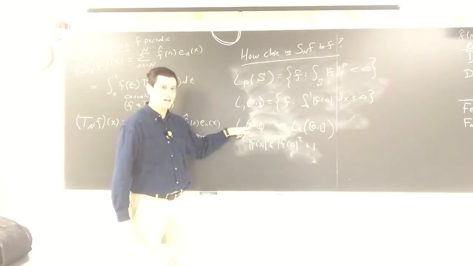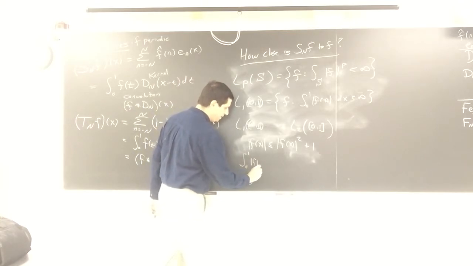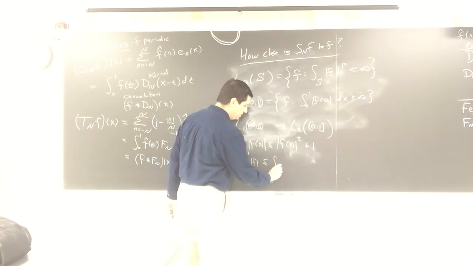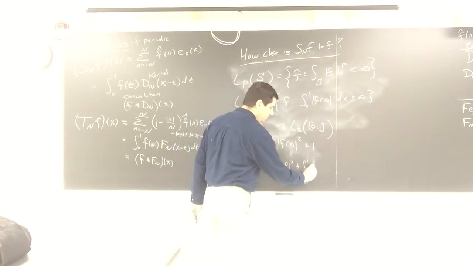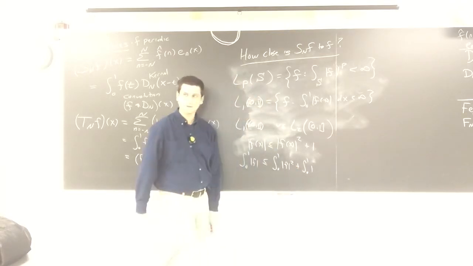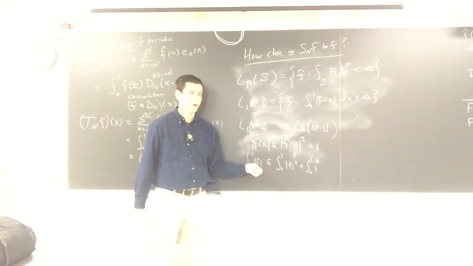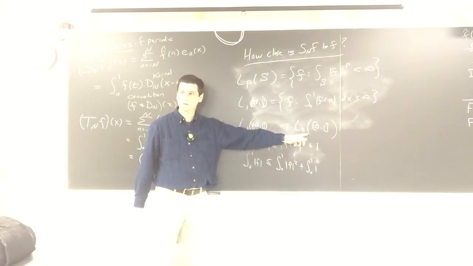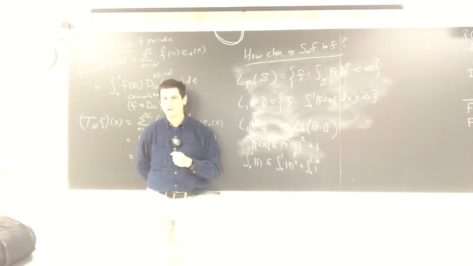And because our interval has finite length, if I now integrate from 0 to 1 of the absolute value of f, that'll be less than or equal to the integral from 0 to 1 of absolute value of f squared plus the integral from 0 to 1 of 1. So if you're in L2, this side is finite, and you're in L1. So anything in L2 is in L1. But there are some things in L1 that are not in L2.